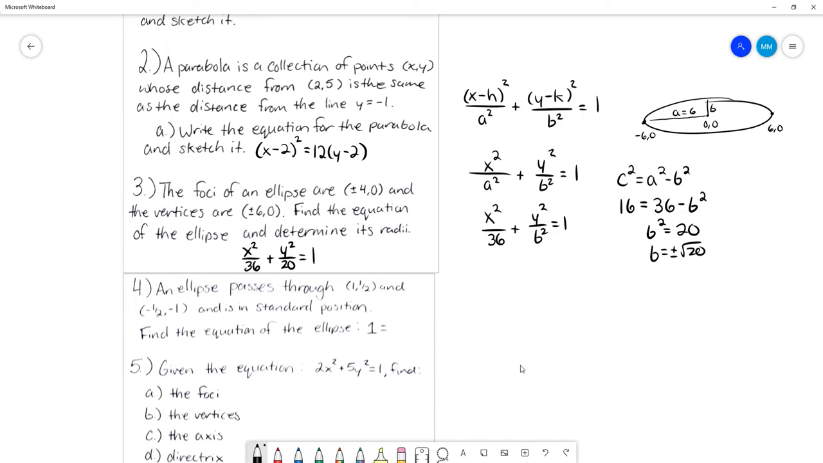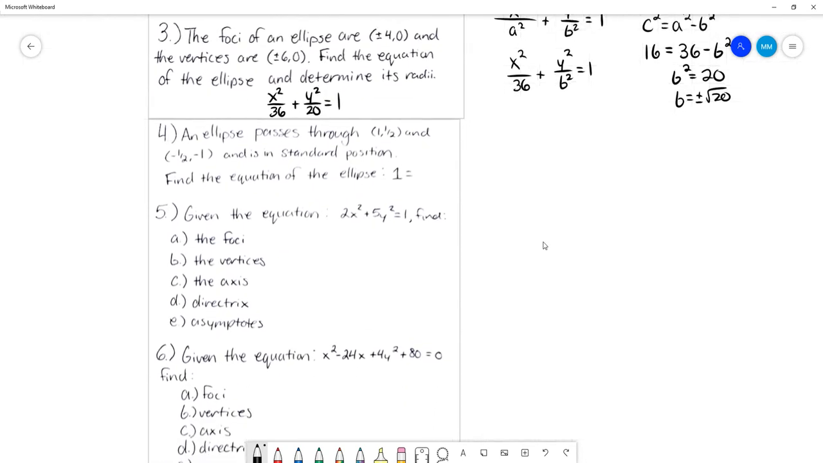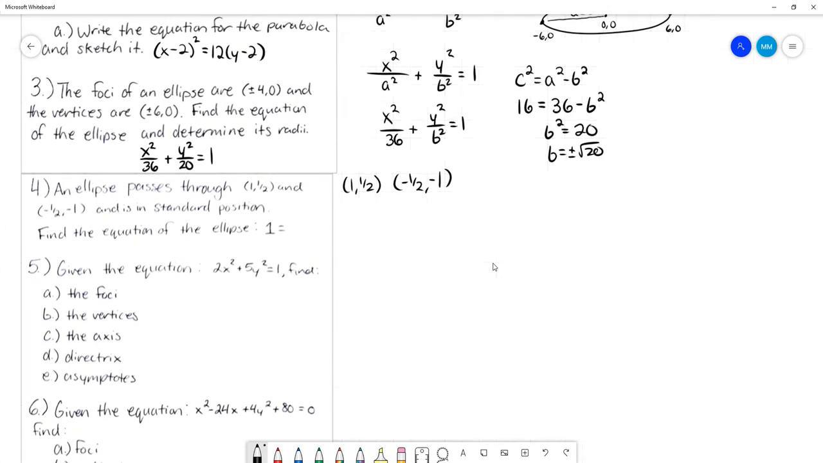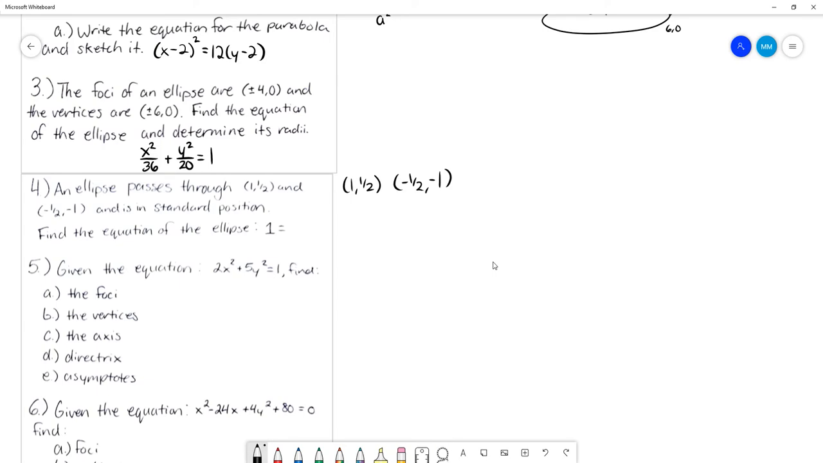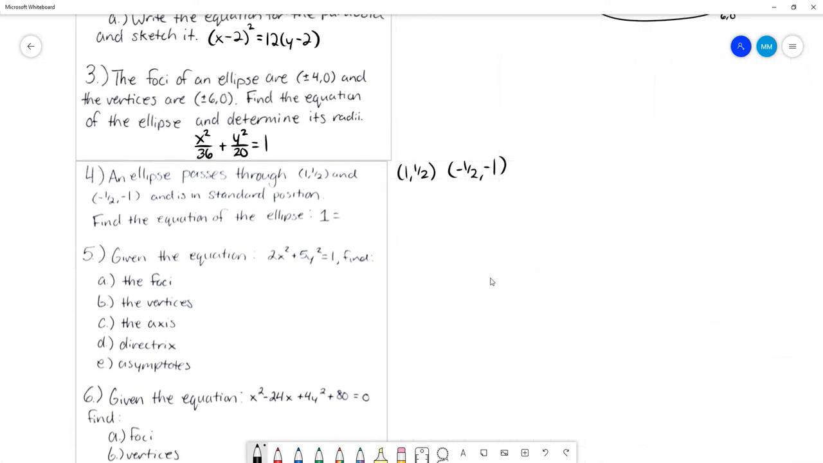Okay. Looking at number 4, it says an ellipse passes through the points 1, 1/2 and -1/2, -1, and is in standard position, which means that it is centered about origin. We want to find the equation of the ellipse, so it's 1 equals something. So standard position means that it's centered at origin, which means it's just going to be x squared over some radius plus y squared over some radius equals 1.